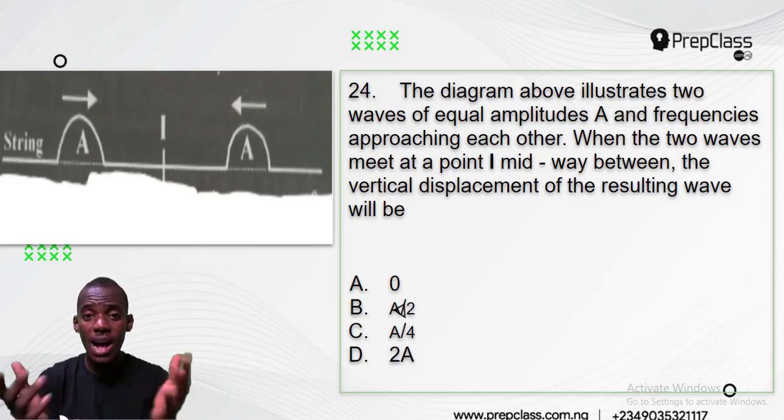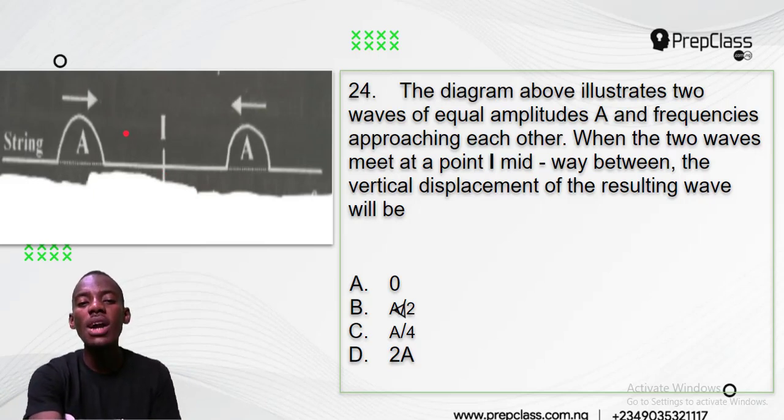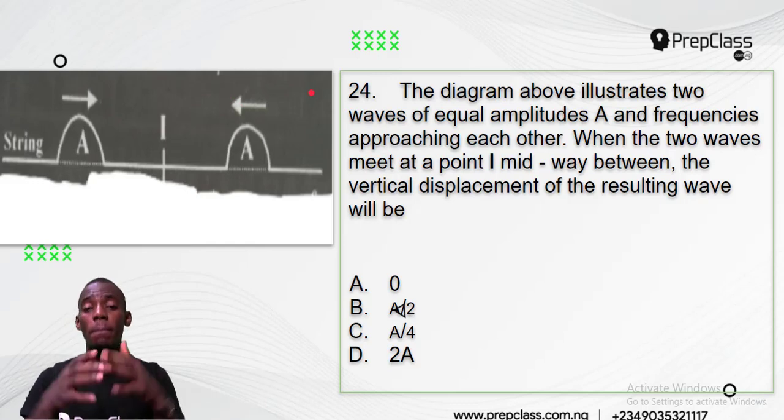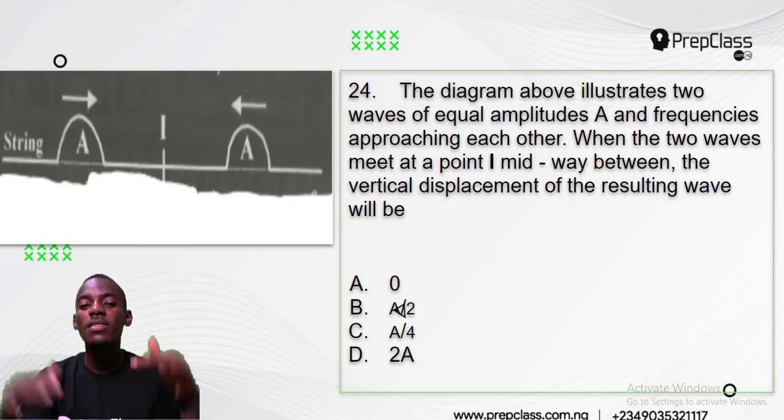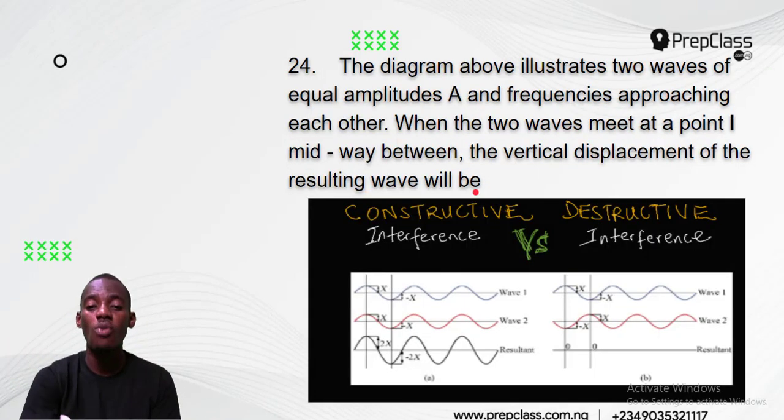Because that will become 0. They will cancel. Like you have 5 minus 5, they will cancel. That will be 0. So that's it. But if they are going the same way, let's say that this arrow is going this way, it will become bigger, and that will become 10. It will become 2a. It will become double. Okay, but since they are clashing, it will become 0, and that is the simple answer to that question.